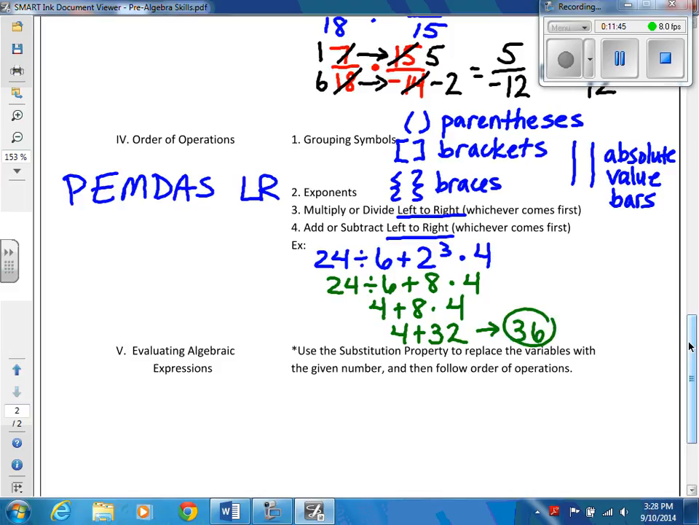Do not write equals 36. We are not solving an equation. We are evaluating an expression. Right? So there is no equal sign in these answers. Right? So try to train yourself otherwise.